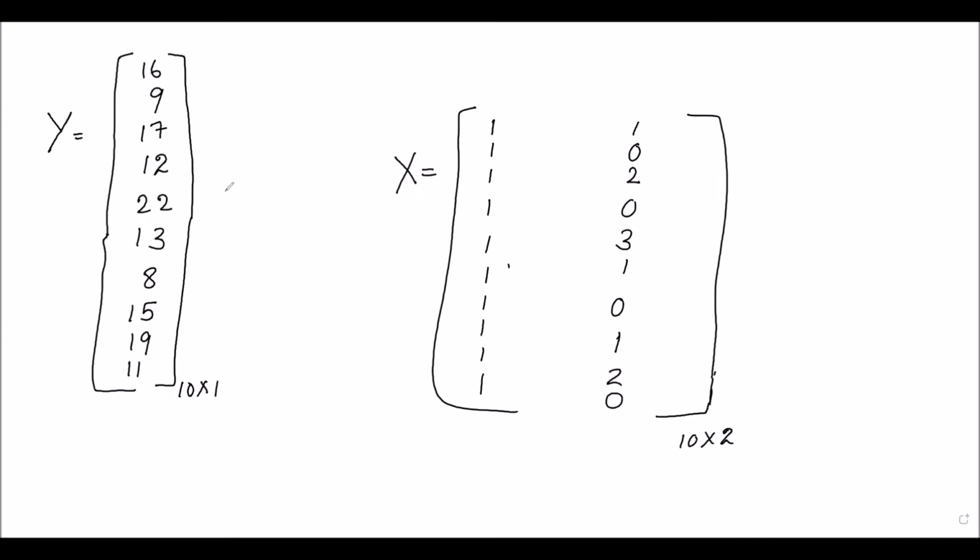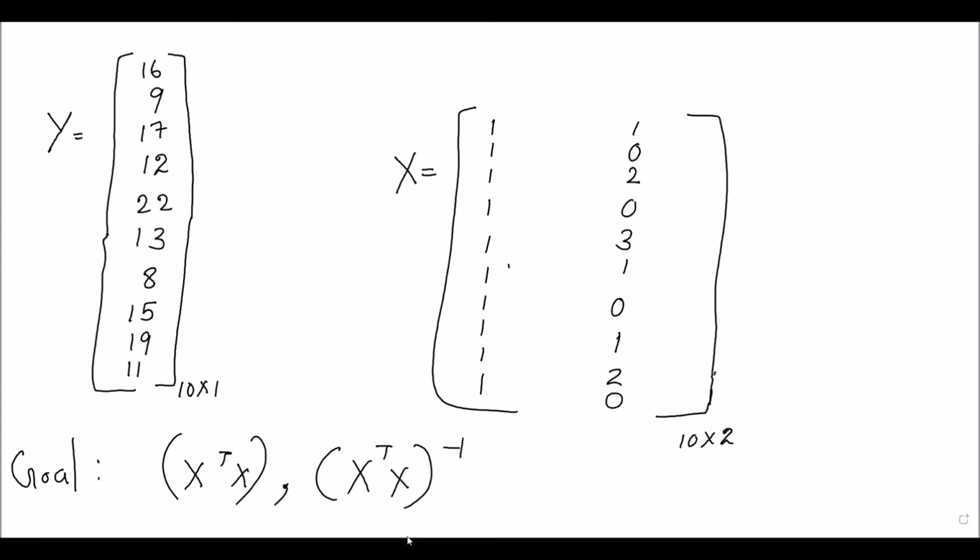Right. So by using these things, I'm going to compute this quantity x transpose x. So this is our goal. First, I want to compute this quantity. Then I'm going to get the inverse of that quantity. You can simply use your calculator to get this because this is a 2 by 2 matrix.